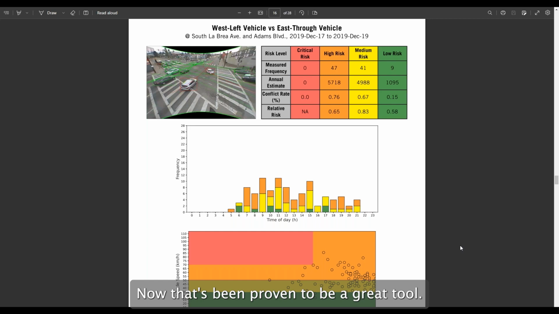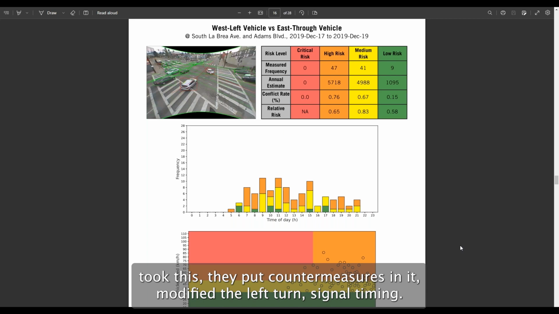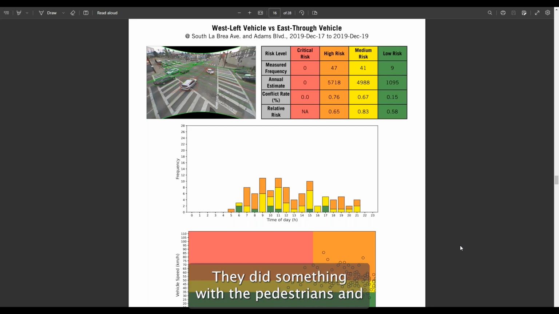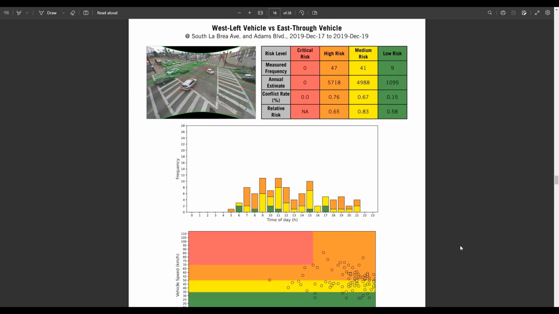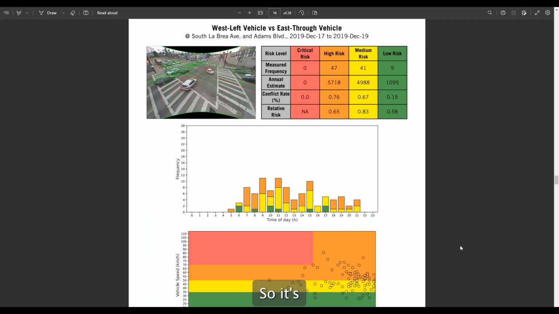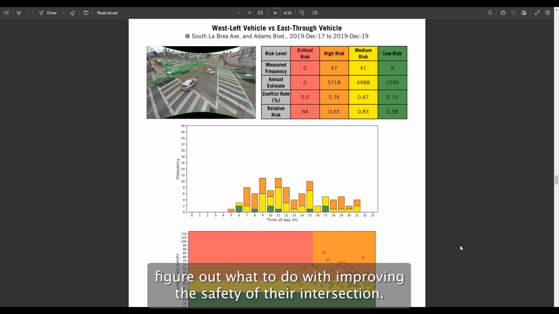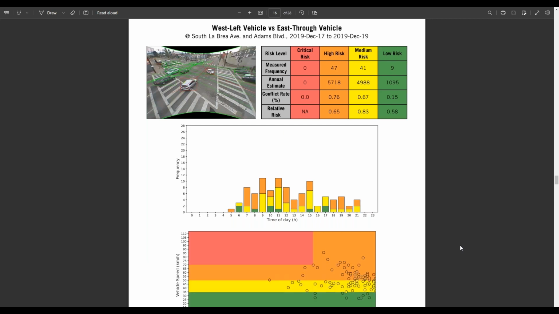Yeah, and it's been proven to be a great tool. LA took this, they put countermeasures in, they modified the left turn signal timing, they did something with the pedestrians, and they did an after study, and they had over 80% risk reduction in the targeted risk factors. So this set of data can really help road safety engineers to figure out what to do with improving the safety of their intersection.